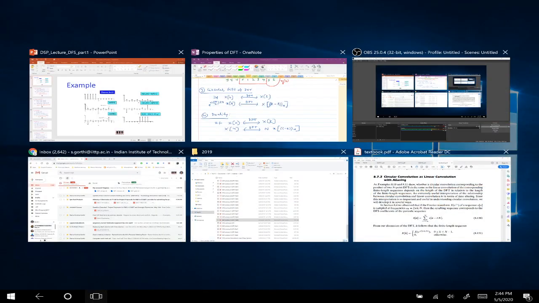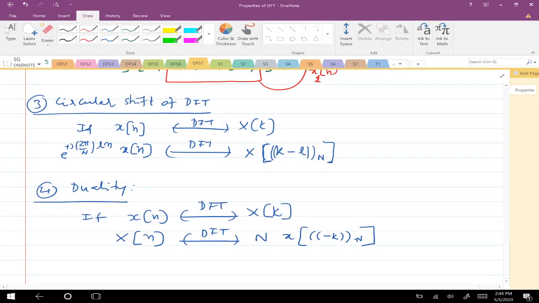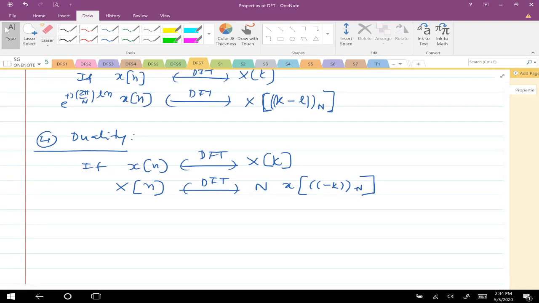Let me come back from here to our next property, which is a very important property. This is what we would be continuing in our next video lecture as well, in slightly more detail. Circular convolution.